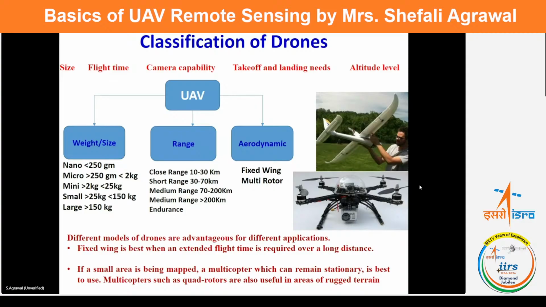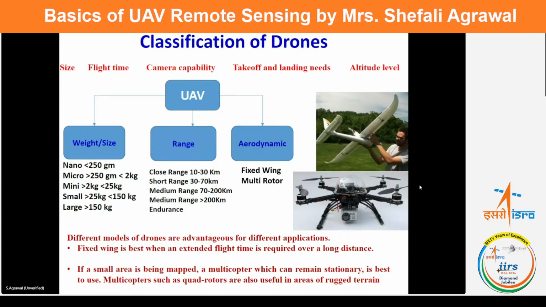The other classification strategy is based on the range capability, and this is in a way interlinked to the weight and size of the drone. The smaller the drone, the lighter it is, and the battery power is also less. So it is not able to fly for a longer duration. A 250 gram drone may have a battery capability of maybe 15 to 20 minutes, so it cannot fly longer distances. That is the range it can cater to.